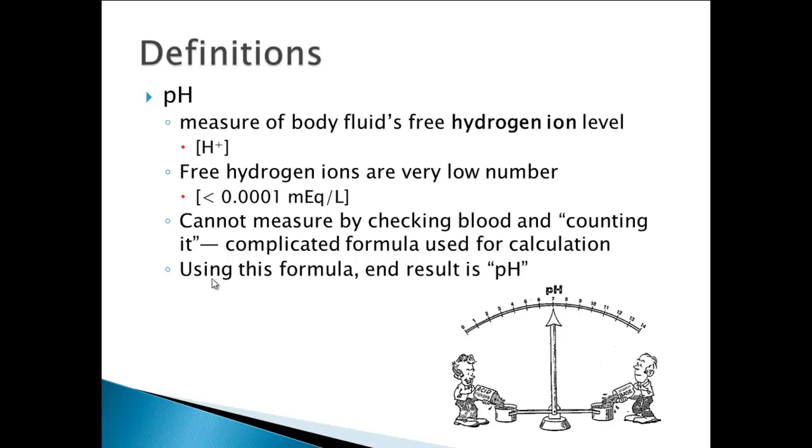So let's first talk about what we are going to be measuring when we try to determine if the acid-base balance is in the norm. We generally talk in terms of the pH, which is a measure of the body fluid's free hydrogen ion level, which I designate as an H with a positive mark because it's a cation. Free hydrogen ions are usually in a pretty low number, and we don't measure them.